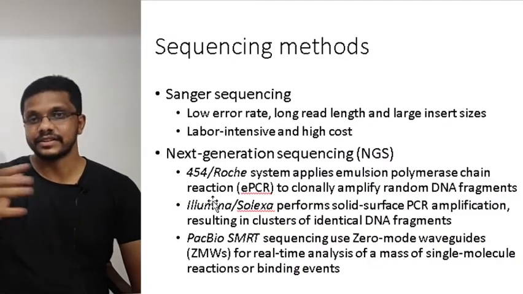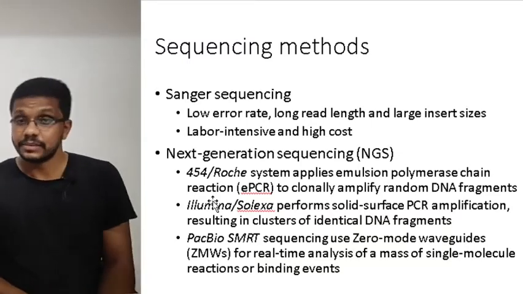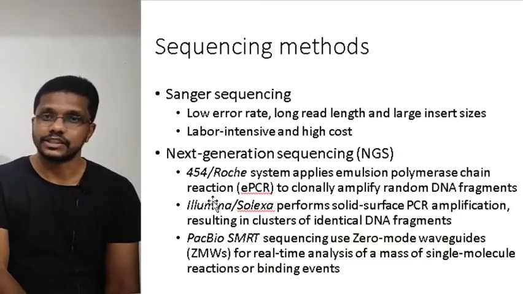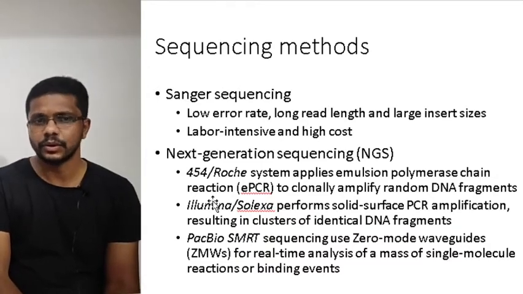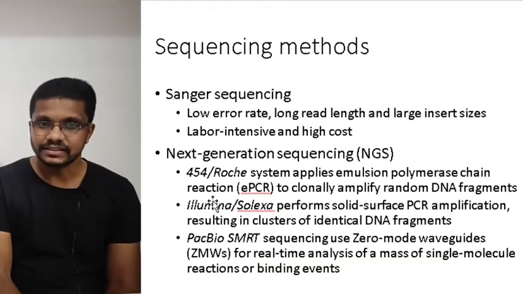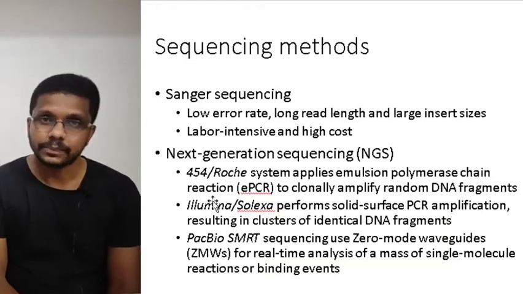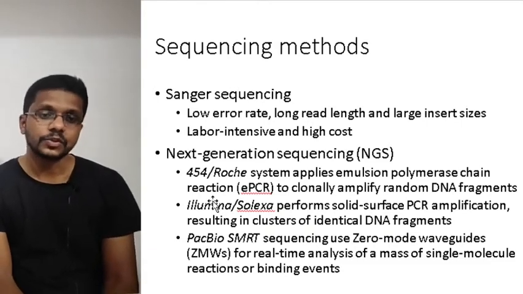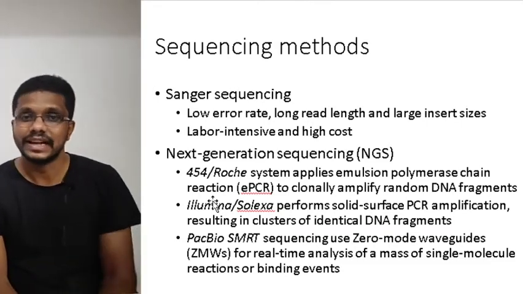So that's the sequencing strategy. And sequencing methods. Two different types of methods are commonly used in sequencing of metagenomics. One is Sanger sequencing. We already learned that it has a very low error rate, long reading lengths, and a large insert size. But the problem is that it is very labor intensive as well as very high cost. So nowadays we are using something called next gen sequencing.